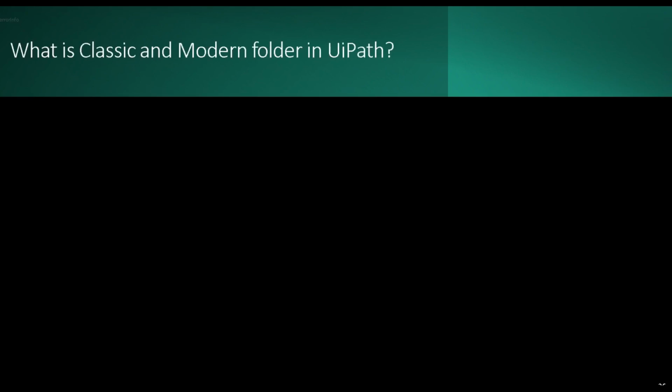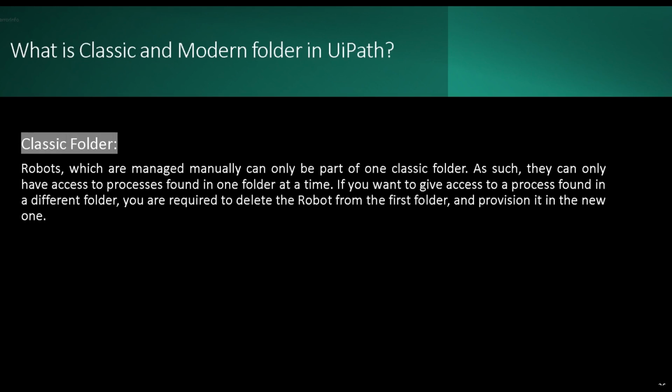What is classic and modern folder in UiPath? So what is a classic folder? Robots which are managed manually can only be part of one classic folder. As such, they can only have access to process in one folder at a time. If you want to give access to a process in a different folder, you are required to delete the robot from the first folder and provision it in the new one. Okay, so the classic folder is the old type of folder which was available in the Orchestrator, and the modern folder is the latest approach in Orchestrator, and that is the one suggested by UiPath also.